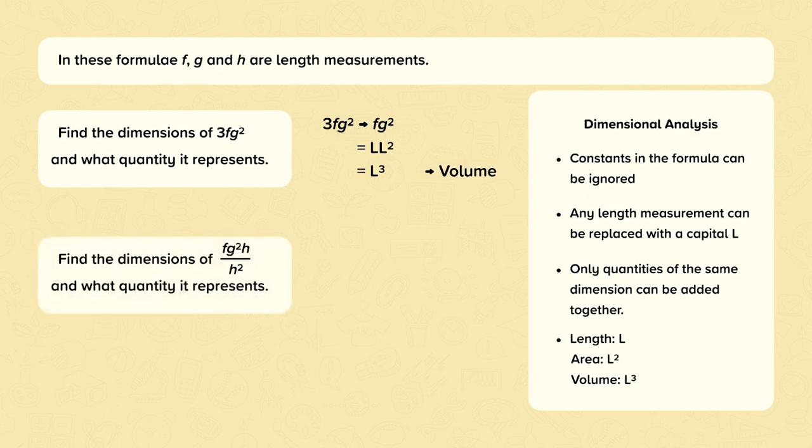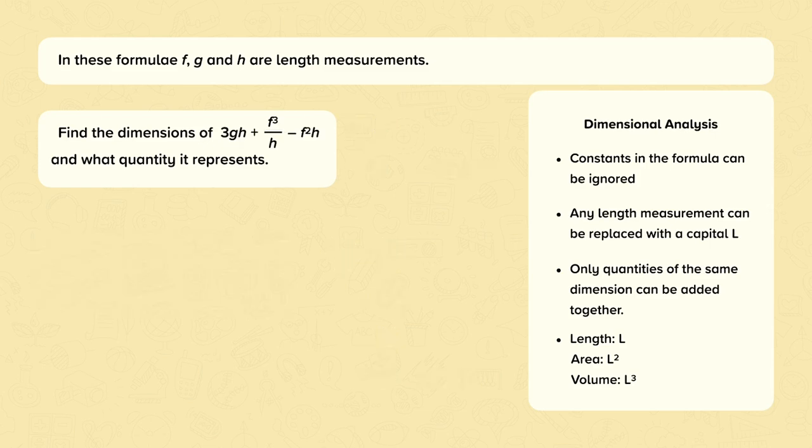The next example involves a fraction, but let's just follow the same steps as before. There are no constants to remove, so we need the dimensions of FG squared H over the dimensions of H squared. Each letter is a length, so let's write each one as L. Tidying up using powers, we end up with L to the power of 4 over L squared. And using our knowledge of indices, this will become L squared. So this formula is an area.